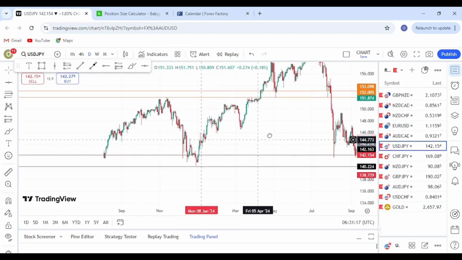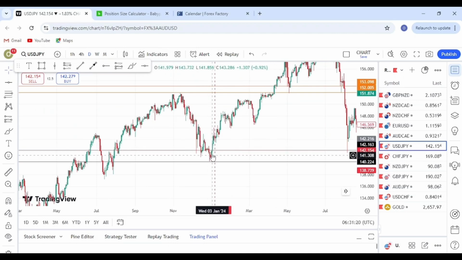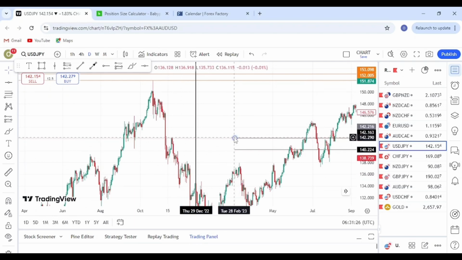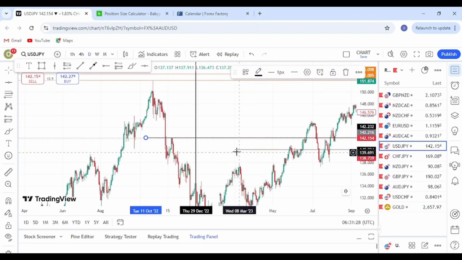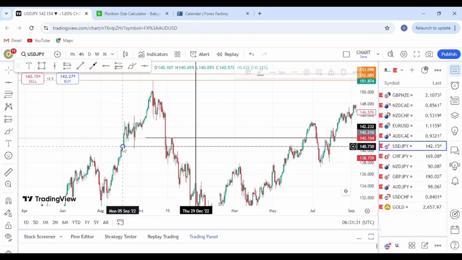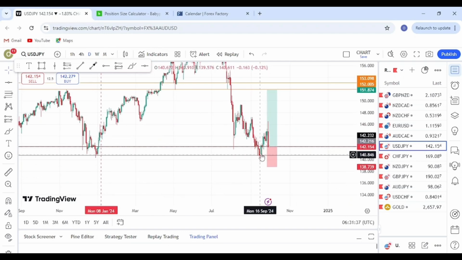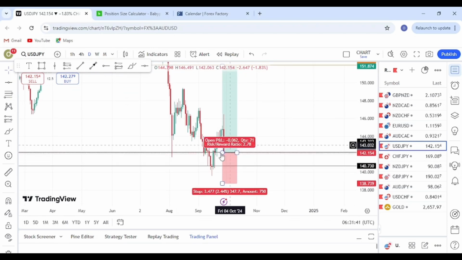This is a major level of structure that pushed price massively. We see this same zone also sold price here. You can see it clearly. So this is enough confirmation for me to make use of this zone. On price coming into this zone, I got this bullish candle and I took my buys, and price moved up a lot of pips for me.